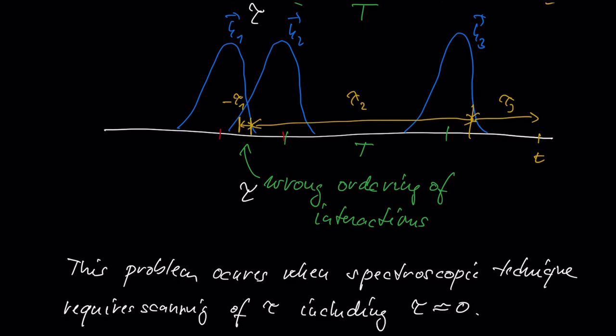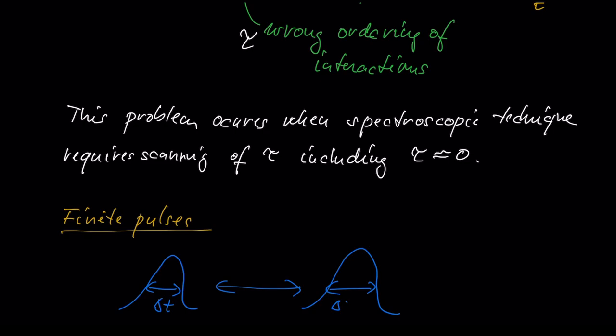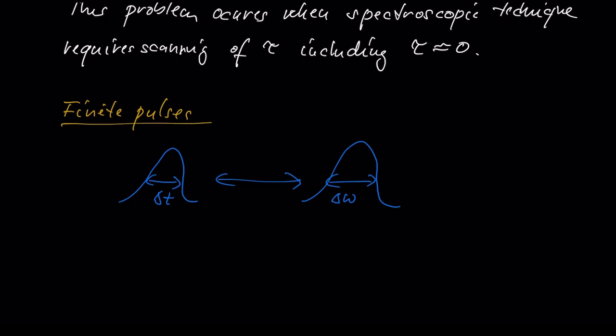So to close the discussion here, the fact that the pulses are finite, that is that they have finite length, means that they also have finite width. For finite pulses, there's always a relation between their extent in time, delta t, and their extent in frequency, delta omega, and because they are not infinitely short, they are not infinitely broad, and that leads to distortion of the spectrum. So we have distortions of the spectrum just by the fact that we do not cover the spectrum with enough bandwidth.